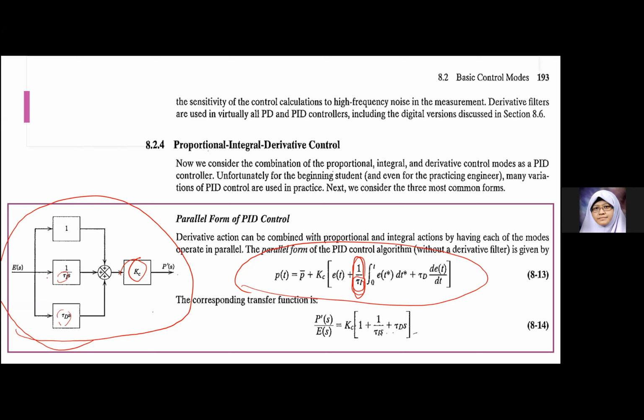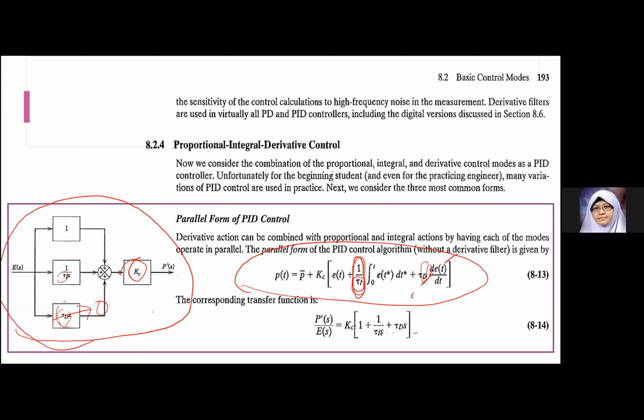Now, let's say I only want a P control, proportional control. What do I have to do to tau I and tau D? Anybody? To 0. Set what to 0? The value of tau. Which tau? Tau D. You set tau D to 0, then there's no derivative action.